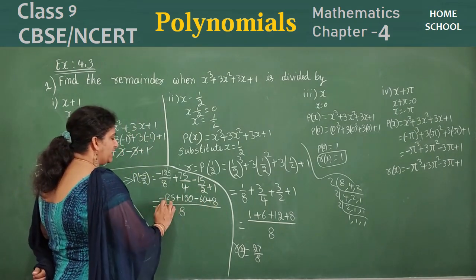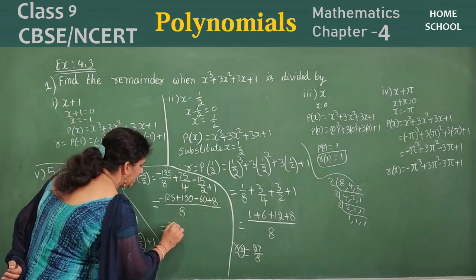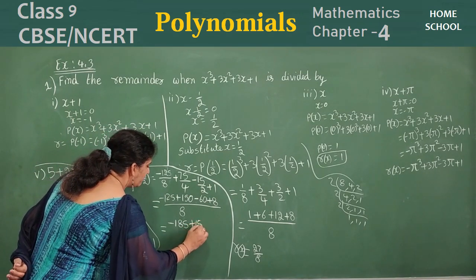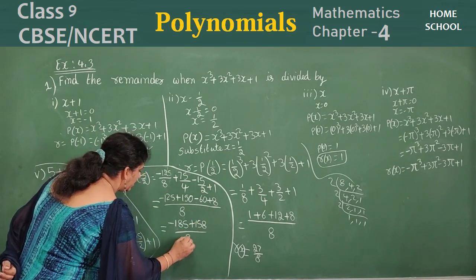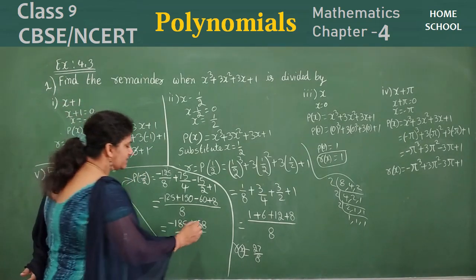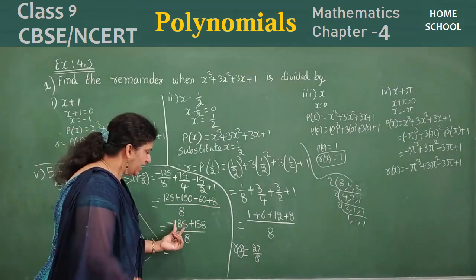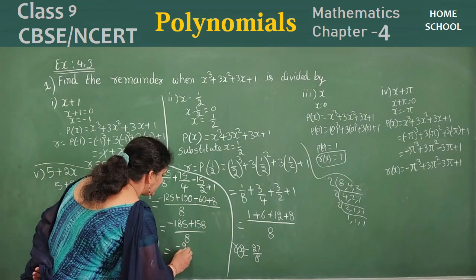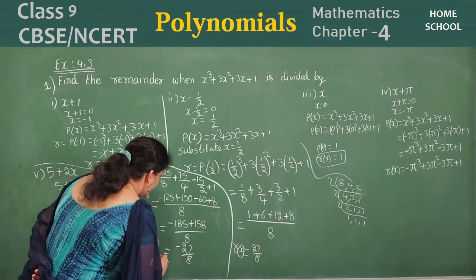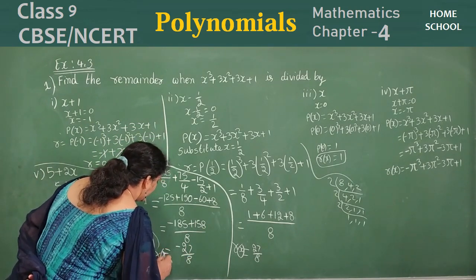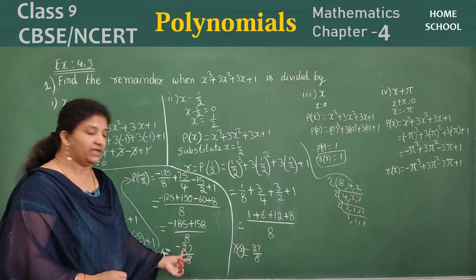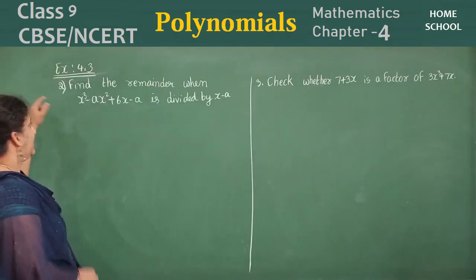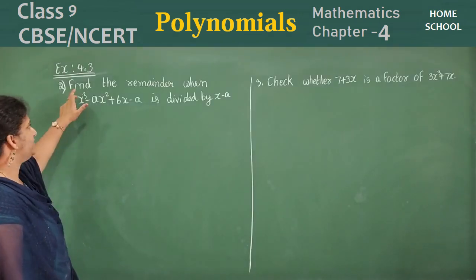Now look here children, minus 125 minus 60 will be minus 185 plus 158 by 8 you are going to get. Okay, let us subtract and see here. Minus 185 plus 158 will be how much children? It will be minus 27 by 8. Therefore, the remainder R of x is equal to minus 27 by 8 is your answer. With this, we complete your first. Let's see the second problem of this exercise.